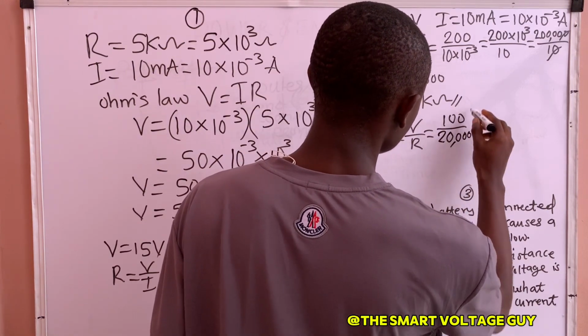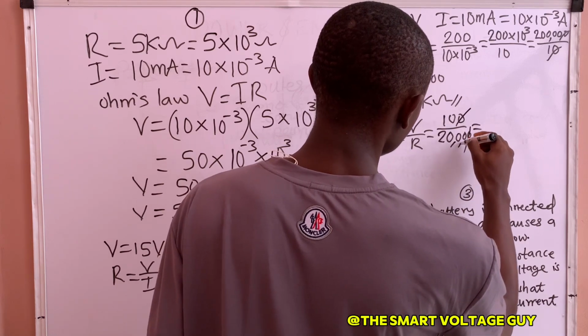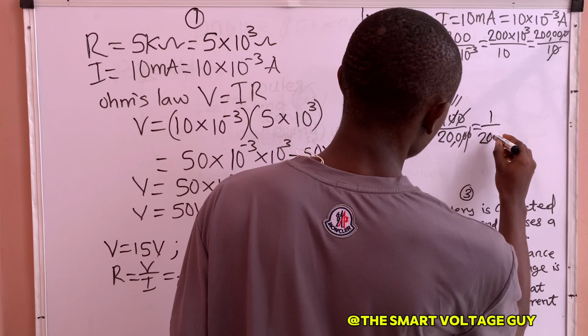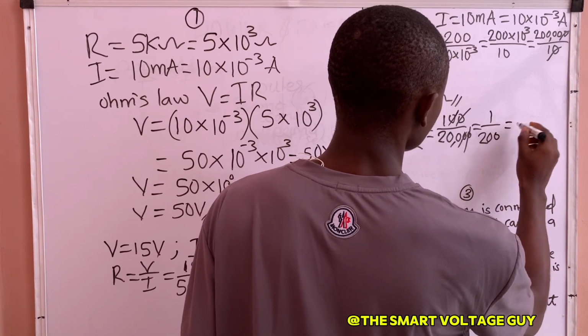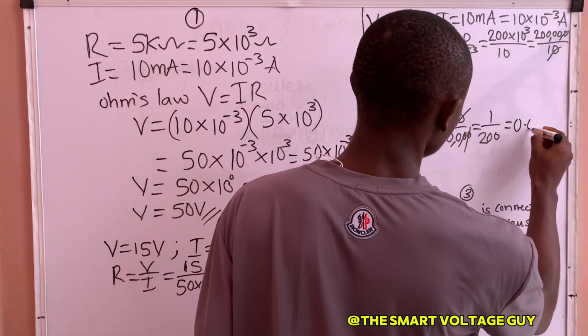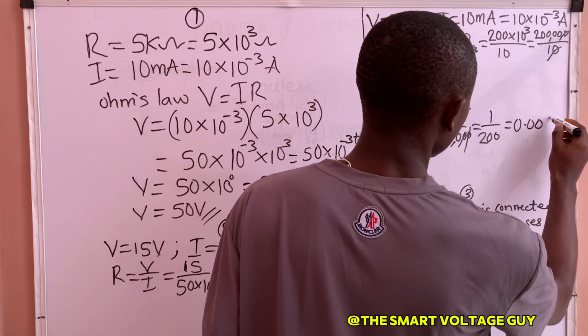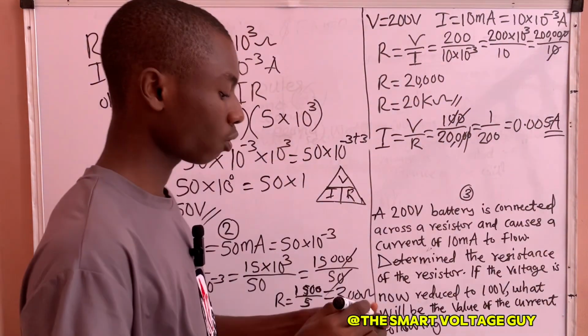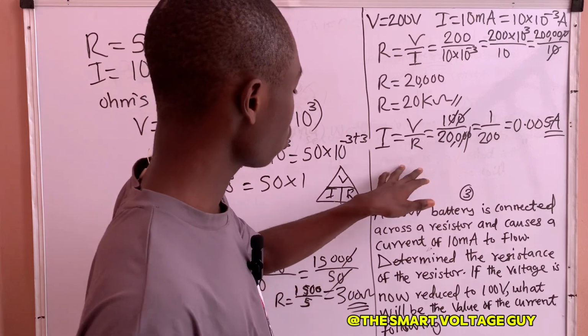which will be equal to, we take away this 0, this other 0 will take away this 0. It will be 1 all over 200. So it will be 0.005 amps. So this is the new value of current that will flow through the circuit.